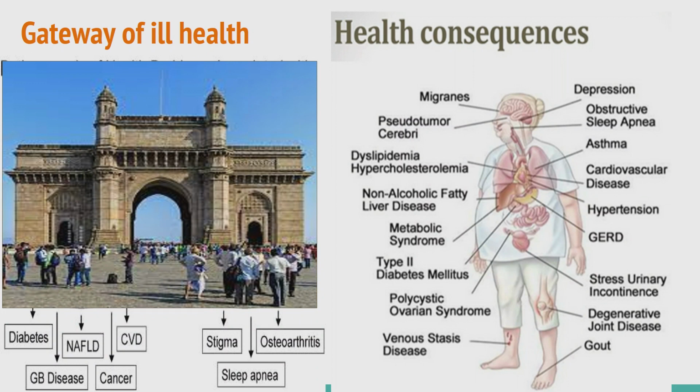What happens once a patient becomes overweight or obese? Obesity is a gateway to ill health. It leads to lots of diseases, whose list is very long. The main diseases associated with obesity are diabetes, non-alcoholic fatty liver disease, lots of cardiovascular disease, and gallbladder disease. Cancer is also not behind. Stigma is also faced by obese patients. There are osteoarthritis and sleep apnea. All these increase the morbidity and mortality of patients and reduce their quality of life.